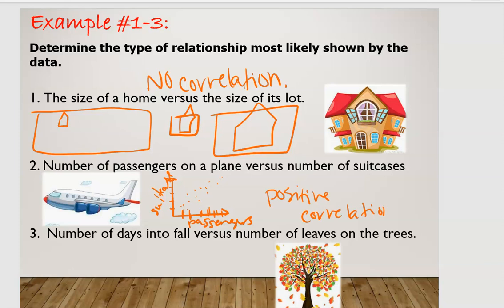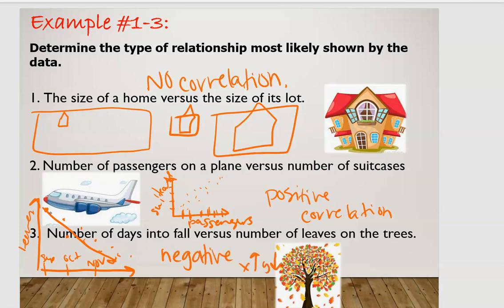Remember, correlation does not mean causation. The number of days in fall versus the number of leaves on a tree. So as fall continues on and we go from September to October to November, thinking about the number of leaves that we have on a tree, it seems like we start with a lot of leaves and then we progressively get less as fall goes on. So what kind of relationship would this be? Well, since my y value is going down as my x value is increasing, this would be a negative correlation, because as x increases, y is decreasing.